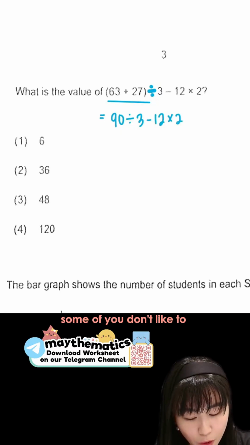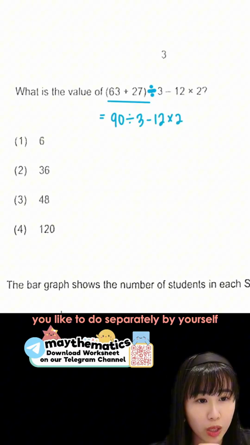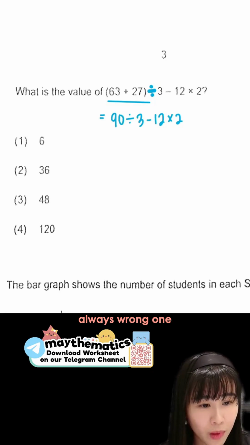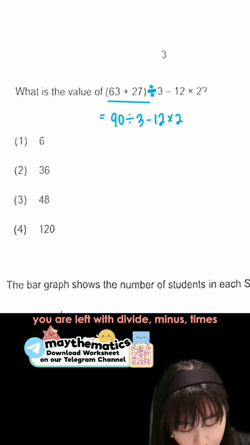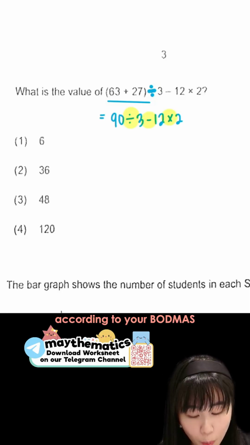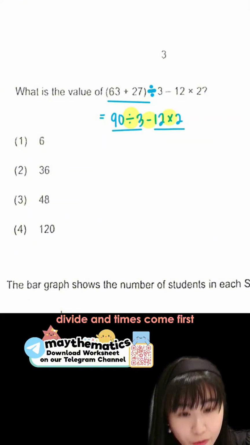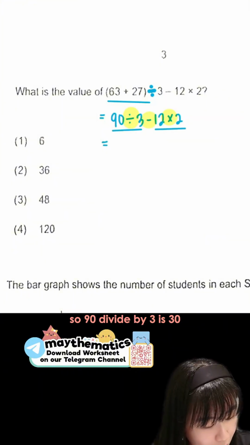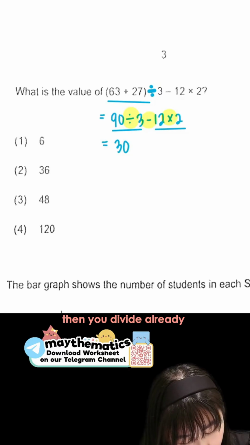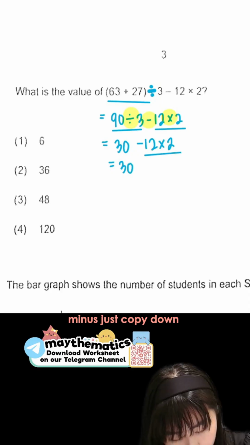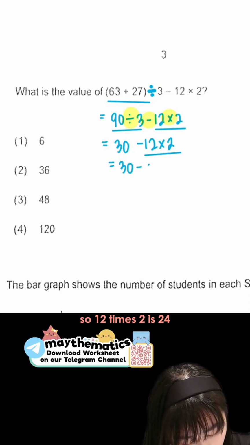Okay, I know that some of you don't like to copy down the whole thing. You like to do separately by yourself. Try not to do that. Because when you all tend to do that, always wrong one. So after you do the bracket, you are left with divide, minus, times. So remember, according to BODMAS, divide and times come first before the plus and minus. So 90 divided by 3 is 30. Then you divide already, you are left with 12 times 2 at the back that you need to do. Minus, just copy down. So 12 times 2 is 24.